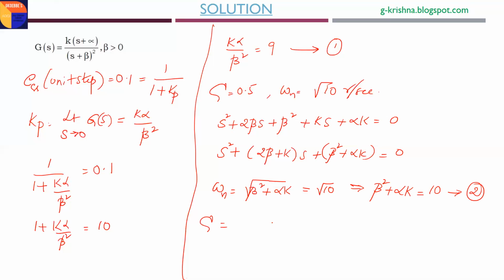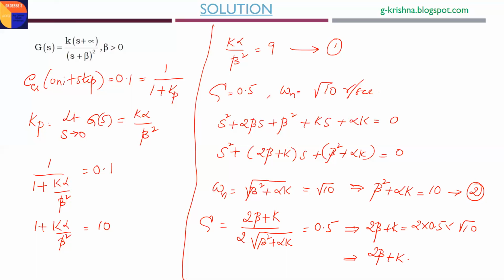And the damping ratio is (2 beta plus K) divided by 2 root of beta square plus alpha K, which they want to be 0.5. By simplifying, you'll get 2 beta plus K equals 2 into 0.5 into root of beta square plus alpha K, which is √10 only. So we can write the third equation as 2 beta plus K equals √10. Let it be equation 3. There are 3 equations and 3 unknowns, so definitely we can solve it. But the beta value, from the options, we can clearly know is given as 1.